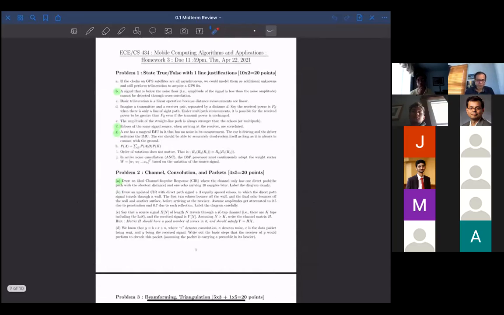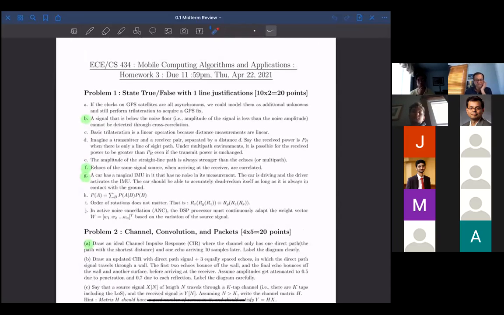So homework 3 questions are here. I definitely want you to go through homework 3 carefully. Here are some examples. A signal that is below the noise floor, that is, the amplitude of the signal is less than the noise amplitude, cannot be detected through cross correlation. True or false?